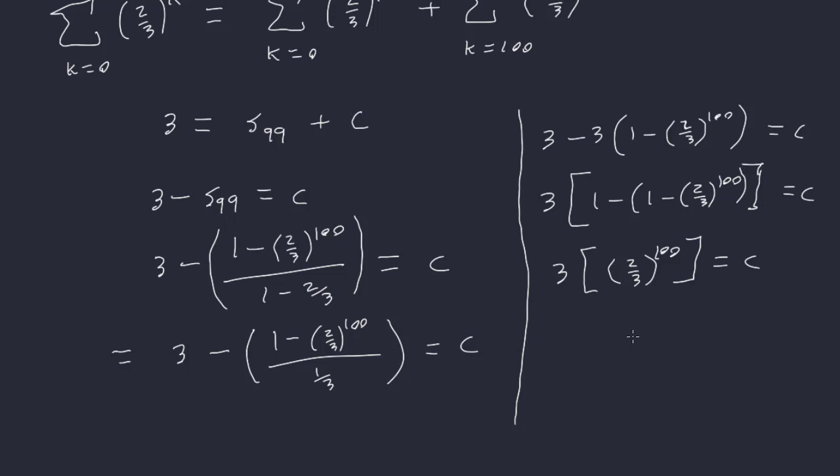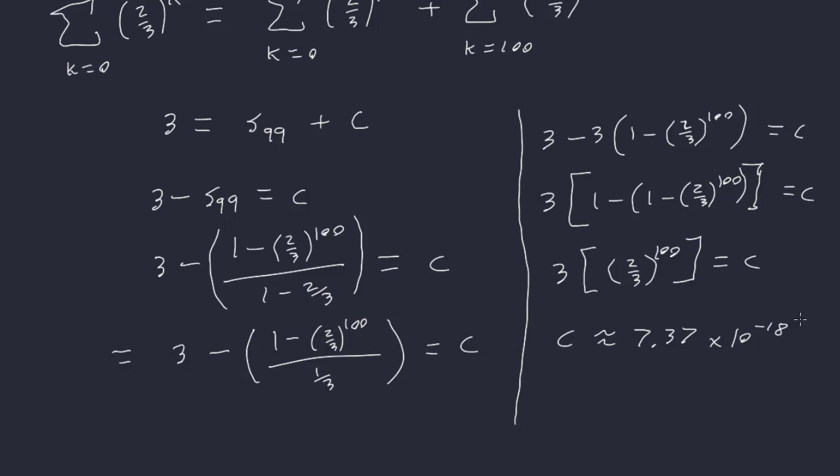Okay, so if I were to calculate that, I get something very small. I got that C is about 7.37 times 10 to the negative 18. So something very, very small.